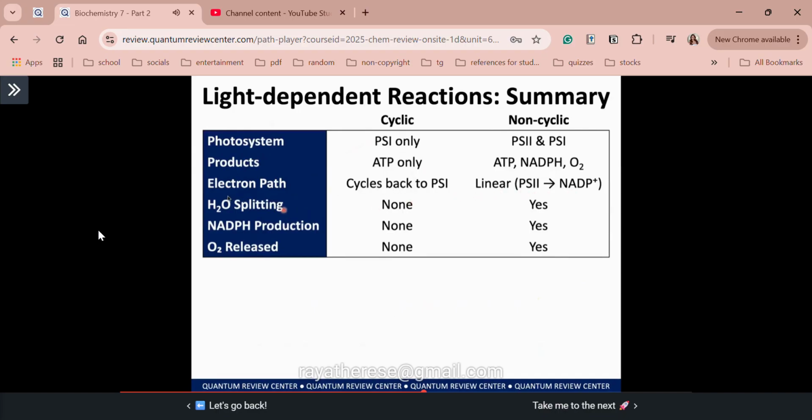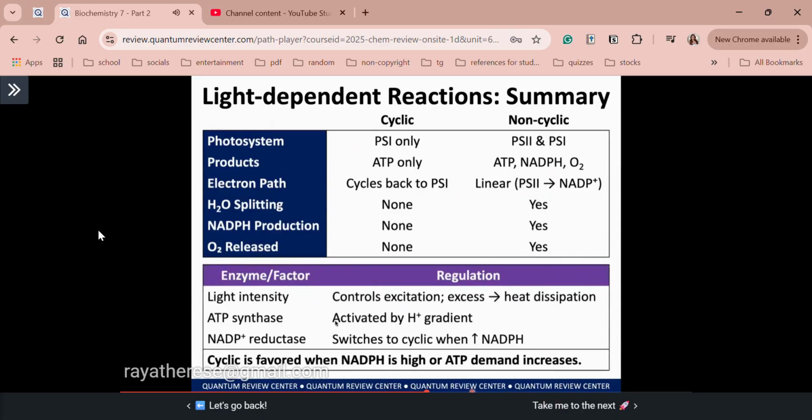And for your three main or core processes: water splitting, which is synonymous with photolysis; second, NADPH production; and third, oxygen release. All of these do not occur in cyclic, but rather only in non-cyclic photophosphorylation. Alright, so for our regulation discussion, here we have three different factors. Let's examine. For light intensity, of course, the intensity of light being absorbed controls excitation.